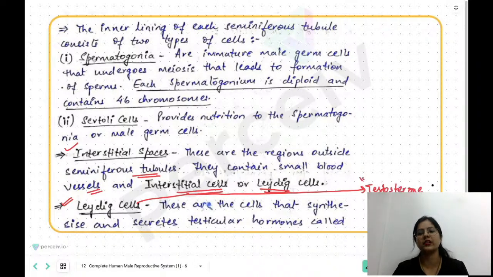So we have seen two functions here now. So we have seen the testis part of the male reproductive system and the cross section of the seminiferous tubule.